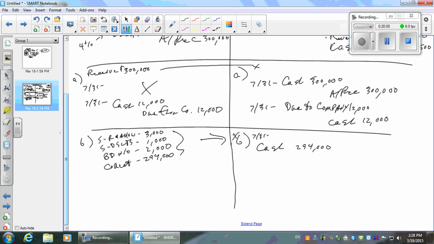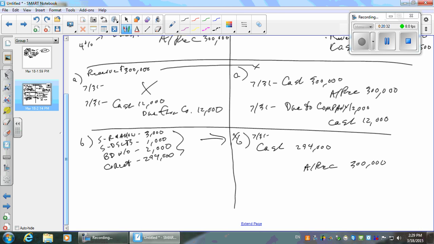How much accounts receivable goes away for them? 300,000. Okay, so I got 6,000 to get rid of. Do they debit bad debt expense? Well, they don't have bad debt expense. Debit the allowance? No, they wouldn't debit the allowance. They don't have an allowance, since they wrote it off, because the allowance stayed with the people who factored the receivables.